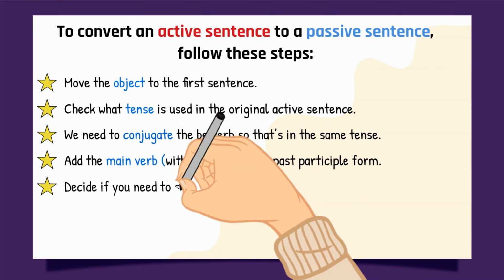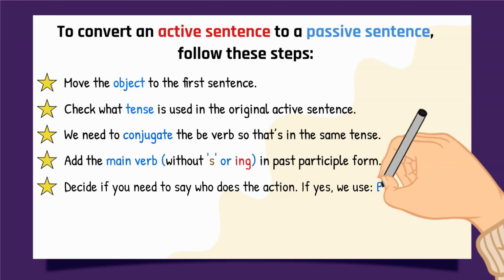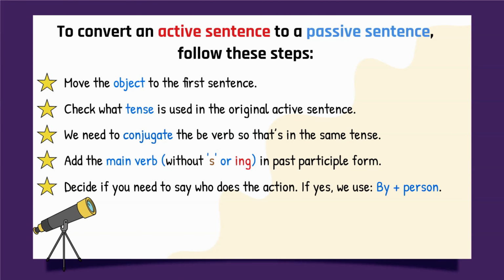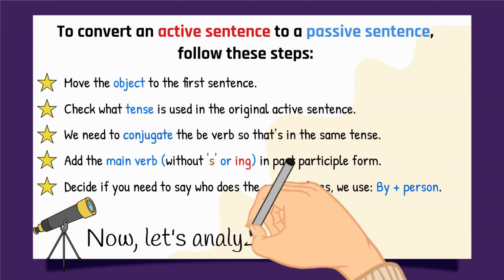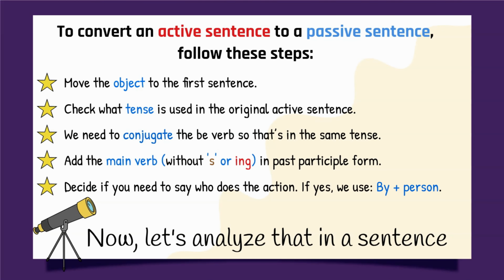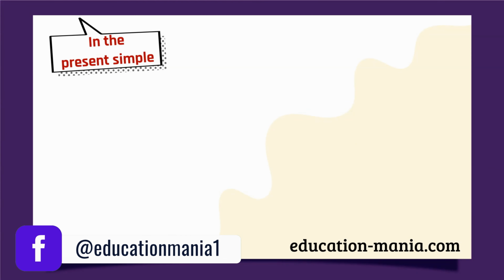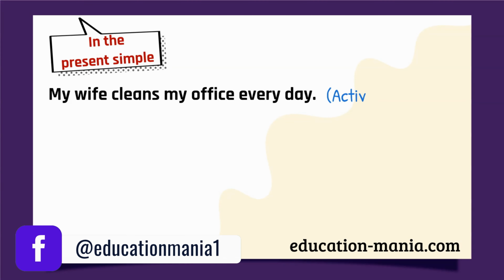Five. Decide if you need to say who does the action. If yes, we use by plus person. Now let's analyze that in a sentence. In the present simple, my wife cleans my office every day.